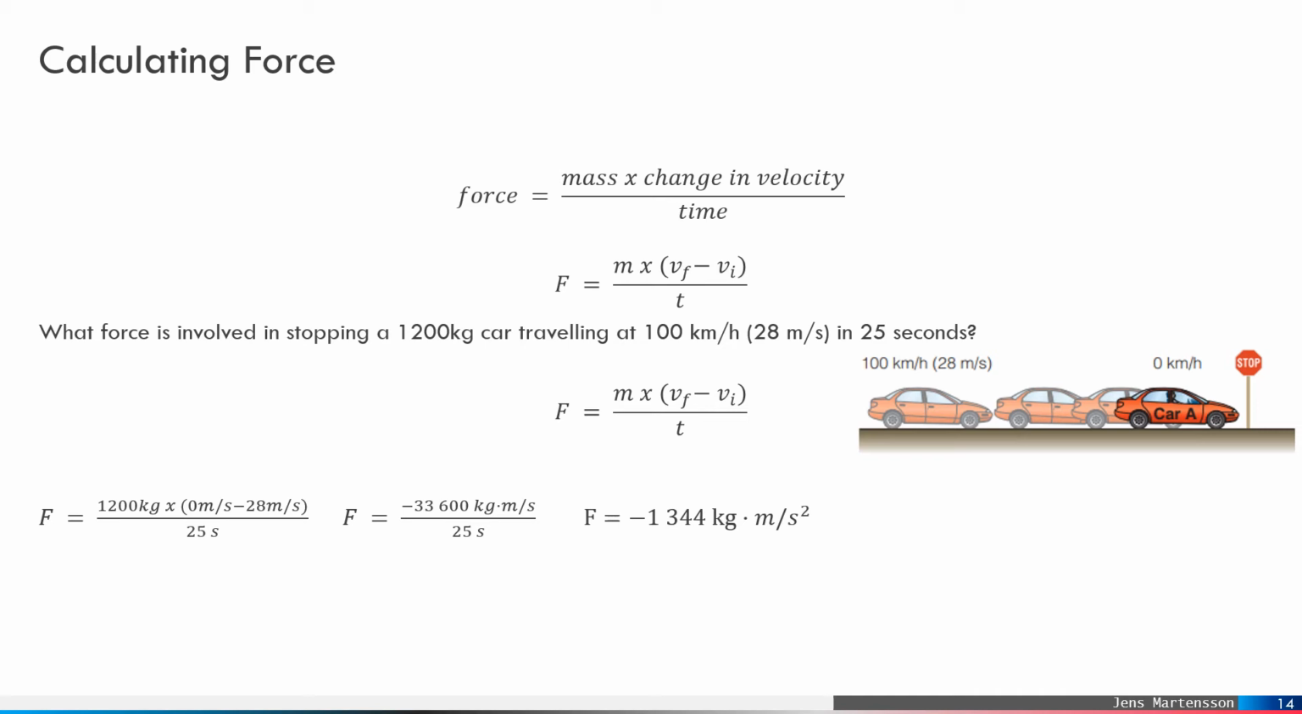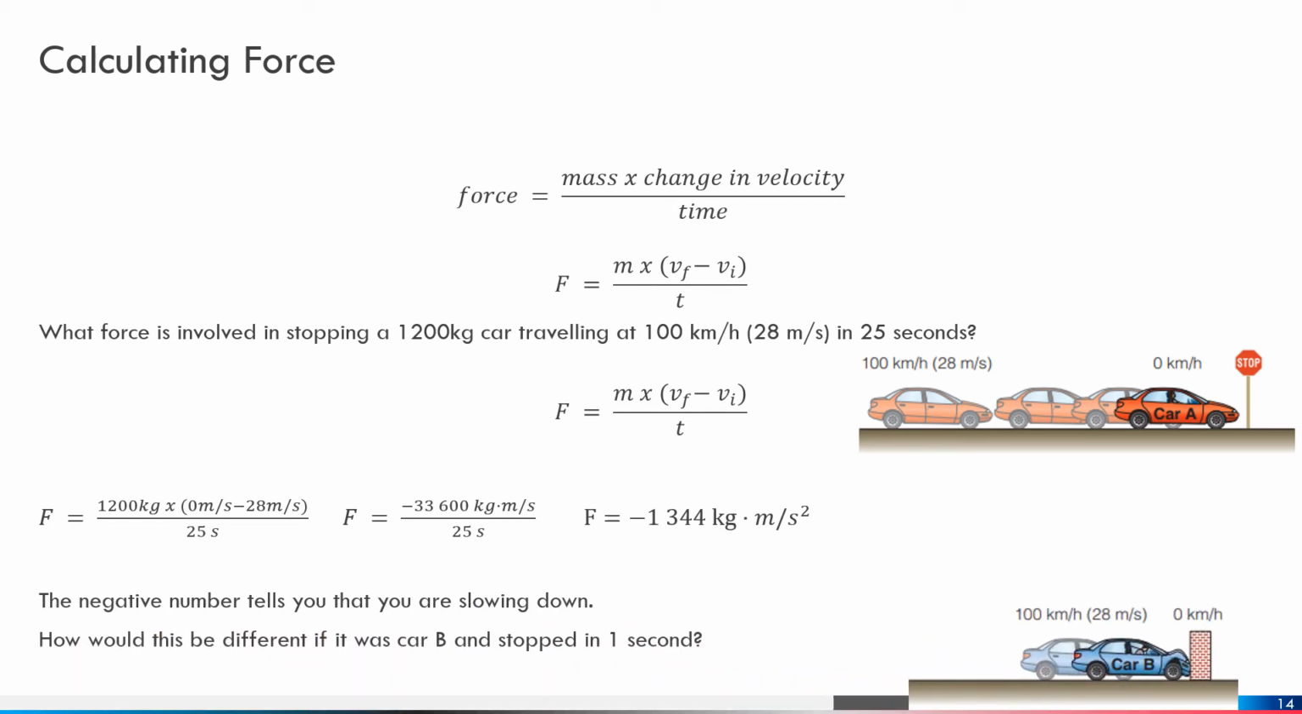When I subtract them, I go 0 minus 28, I get negative 28. So remember that for the next step. Then I divide everything by 25. I calculated the top, and that's where you see that negative 33,600. I'm going to divide it by 25 seconds. When I divide it by 25 seconds, I get negative 1,344 kilogram meter per second squared. This is perfect because don't be afraid of the negative numbers, because they just tell you that you're slowing down or you're decreasing your force. Okay.